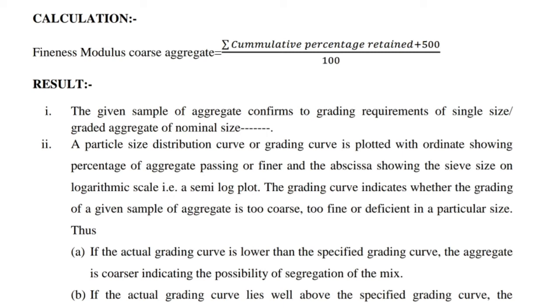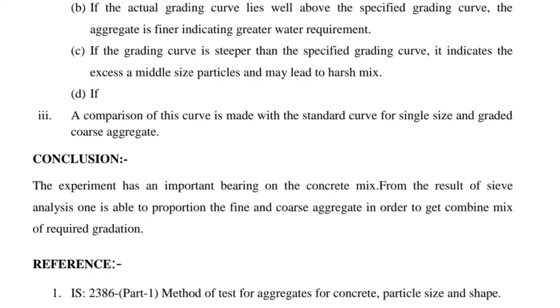A. If the actual grading curve is lower than the specified grading curve, the aggregate is coarser, indicating the possibility of segregation of the mix. B. If the actual grading curve lies well above the specified grading curve, the aggregate is finer, indicating greater water requirement. C. If the grading curve is steeper than the specified grading curve, it indicates the excess of middle-sized particles and may lead to harsh mix. D. A comparison of this curve is made with the standard curve for single size and graded coarse aggregate.